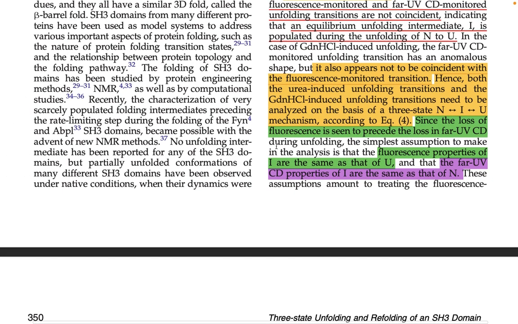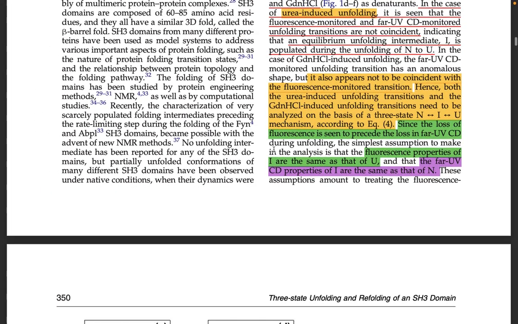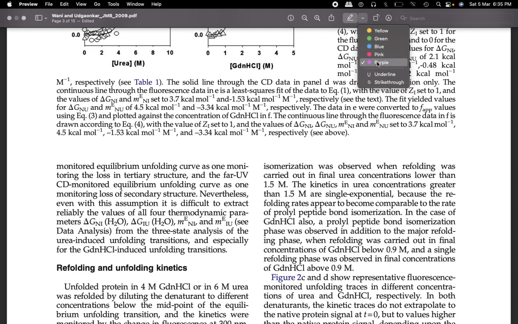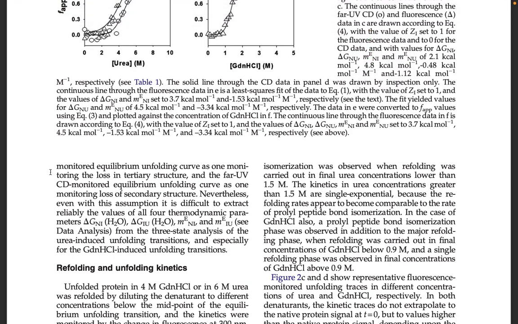So, these assumptions amount to treating the fluorescence-monitored equilibrium unfolding curve as one monitoring the loss of tertiary structure, as is evident, and the far-UV CD spectra as monitoring the loss of secondary structure.